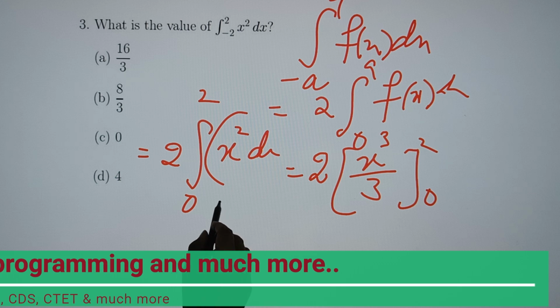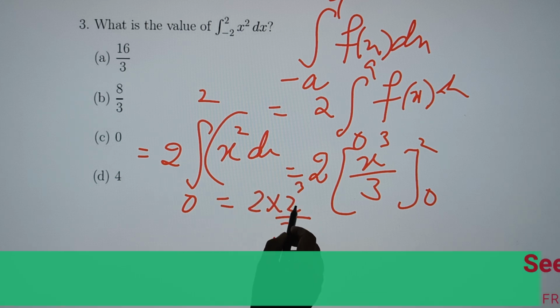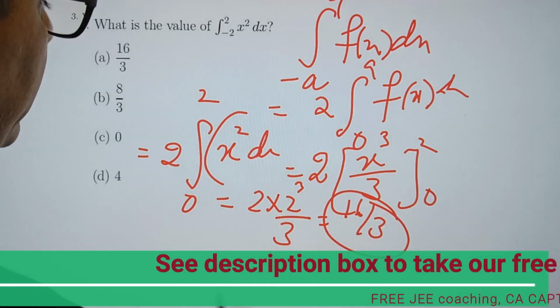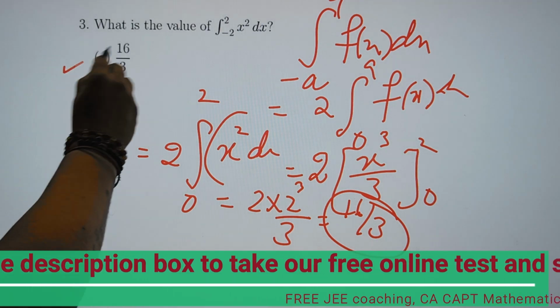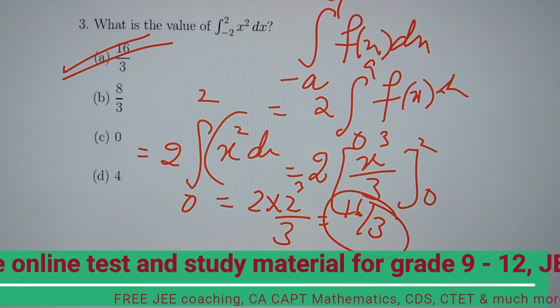So 2 cube upon 3, that means 2 into 2 cube upon 3, that is 2 to the 4 to the 8 to the 16. So 16 over 3 is our correct answer here. So we have option number A, which is the correct answer here. Now let's move towards question number 4.